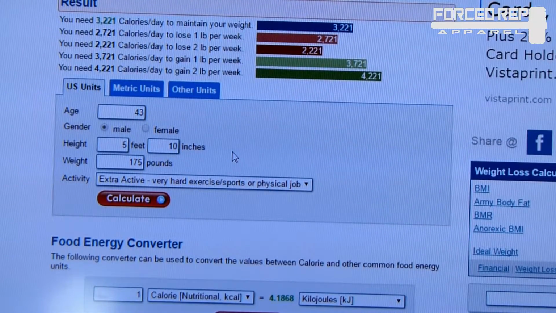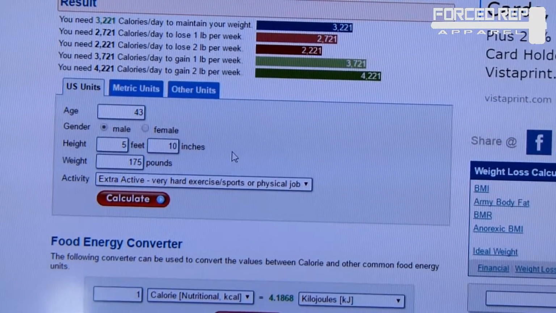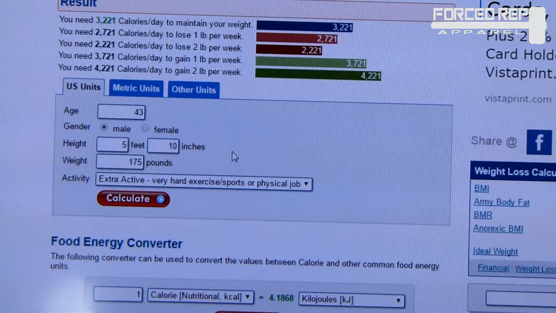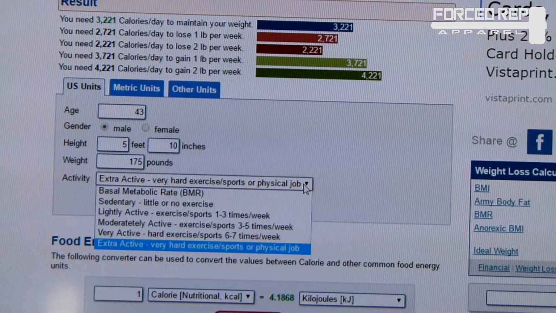All right, what we have here is a buddy of mine who's been asking me about counting calories and how much to eat. So what we did is we just went to Google. It's 2017, so calculating this stuff's fairly easy. I went to Google, typed in calorie calculator. What you're going to do is enter your age. This gentleman is 43 years old. You're going to enter your gender. He's a male. He's 5'10", and he weighs 175 pounds. So you enter all that in, and then you have to determine your activity level.